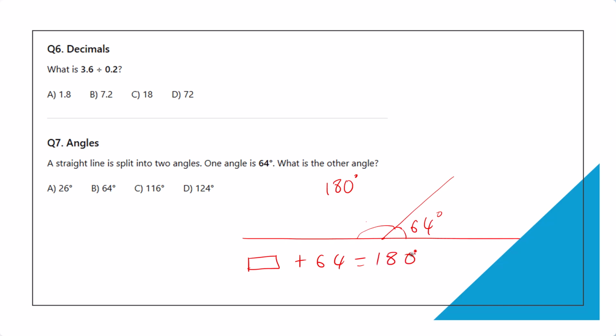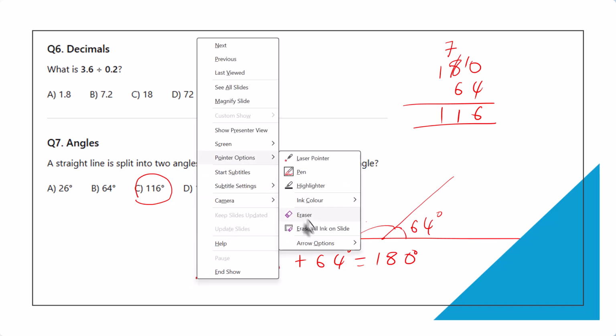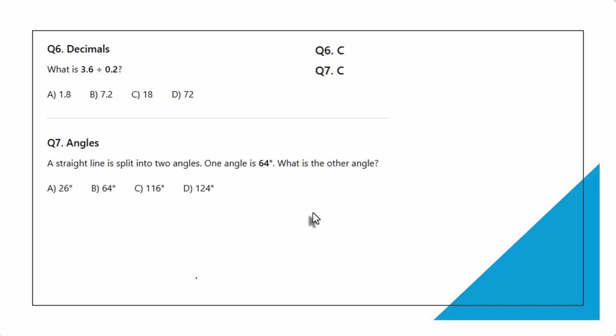Now, how do I get that number? I can do the opposite. I can take away: 180 take away 64. 0 take away 4, cannot do that. So I'm going to borrow 1 from here. That's going to be 7 and that's going to be 10 now. 10 take away 4 is 6. 7 take away 6 is 1. And 1 take away nothing is 1. So the answer is going to be 160. Angles on a straight line add up to 180. That's what we need to know on that. Okay, so the answer is C for 6 and C for 7.